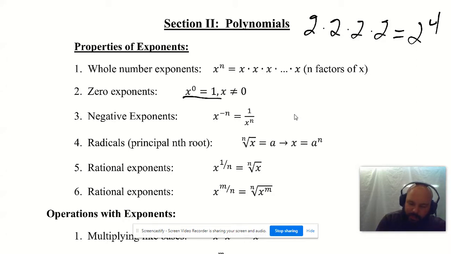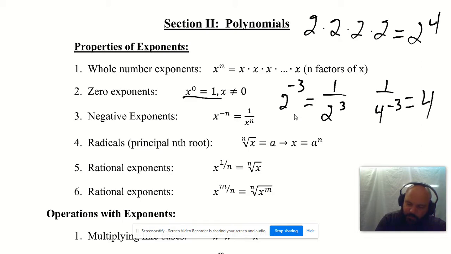So a couple examples of that. If you had 2 to the negative third power, you could rewrite that as 1 over 2 to the third. Another example would be if you had 1 over 4 to the negative 3 power, you can rewrite that as simply 4 to the third. So the negative exponent means the base and the power move either from the numerator down to the denominator or from the denominator up to the numerator. The important part of that is when it does move, it causes the exponent to become positive.